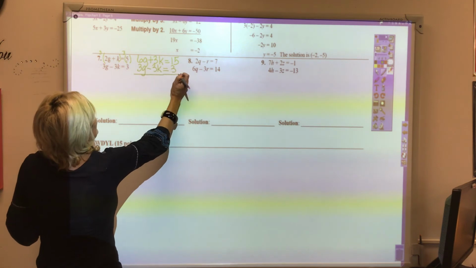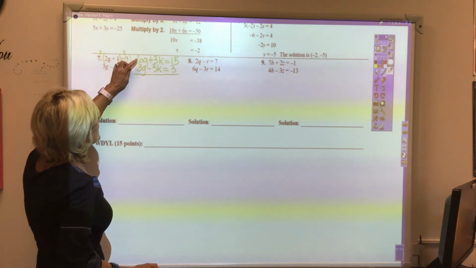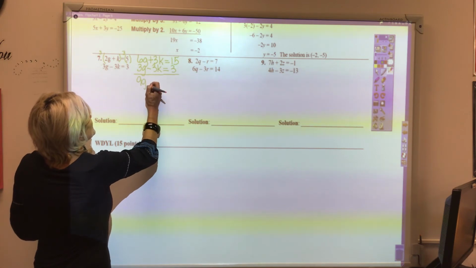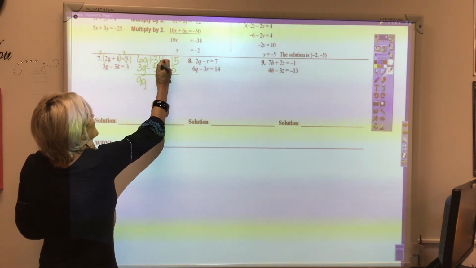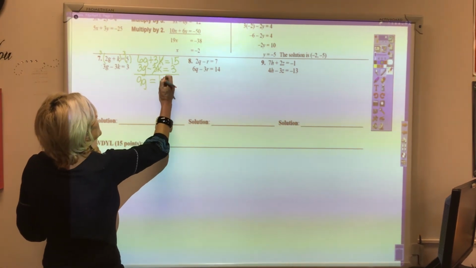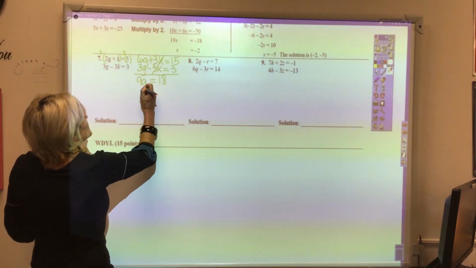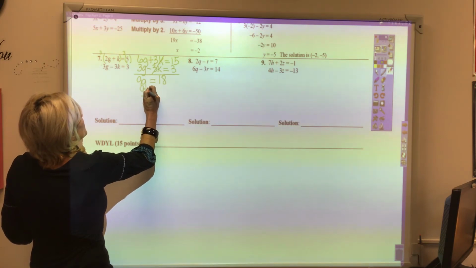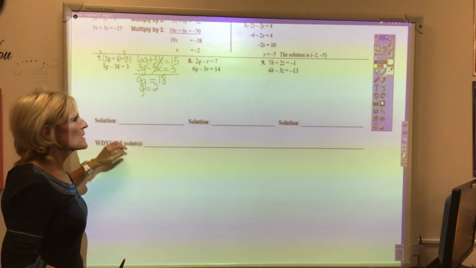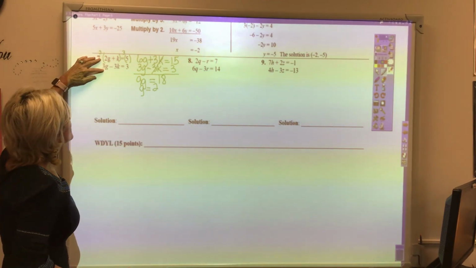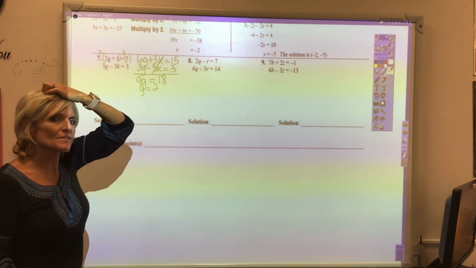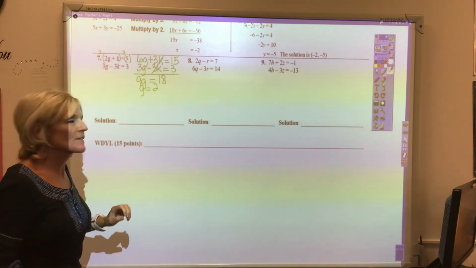Now we're ready to eliminate. 6g plus 3g is 9g. The 3k and the minus 3k cancel. 9g equals 18. So g would equal 2. Now it doesn't matter which equation we plug into. We've got these two original equations. I like to work with addition equations as opposed to subtraction if I can.